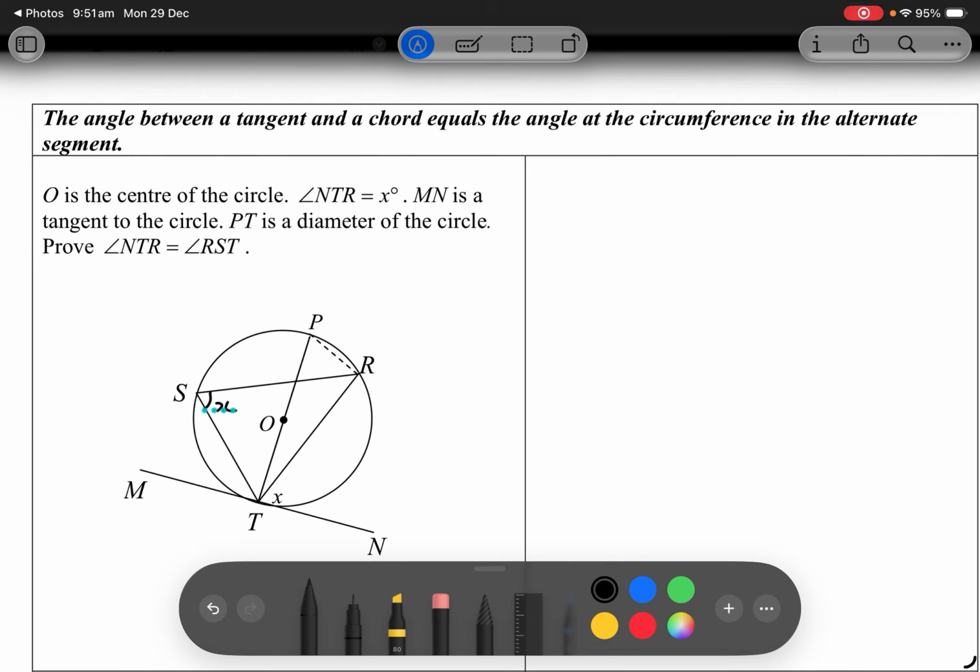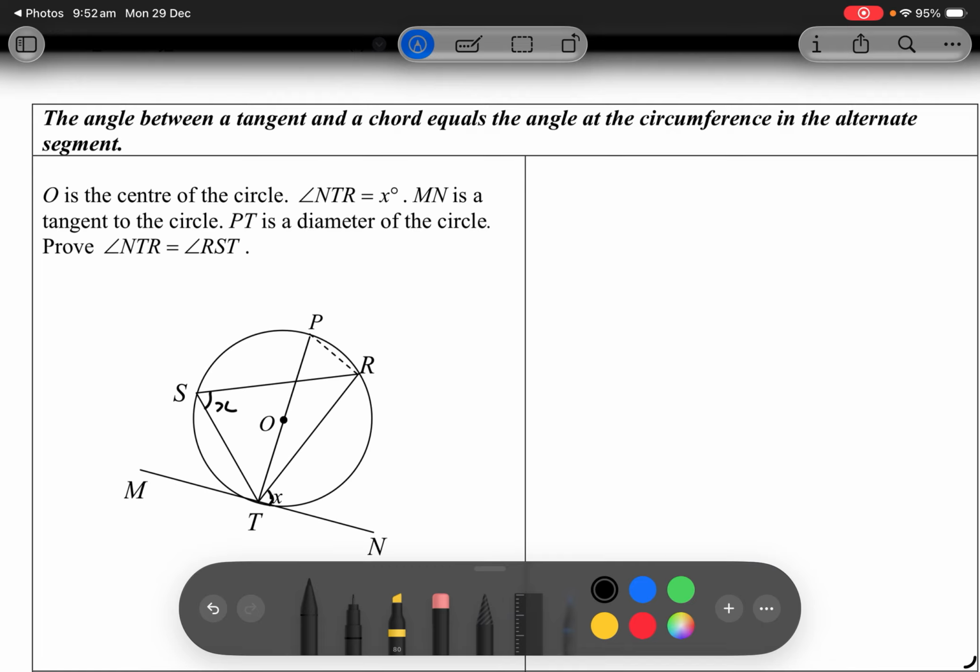So we're trying to prove that this angle here is going to be x. Now, we're going to do this in a similar way as we've done before. We just want to use some of these circle theorems to somehow get that this angle is the same as the other one that I've just drawn in. We want to prove angle NTR equals angle RST. Now, I've just joined up here. You can see the dotted line, P to R. There's a reason we've done this.